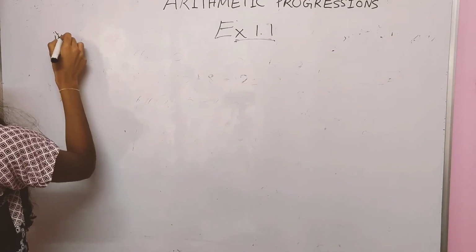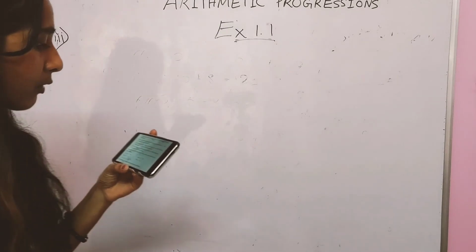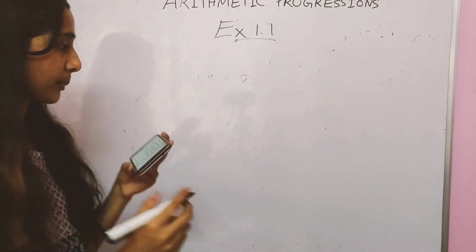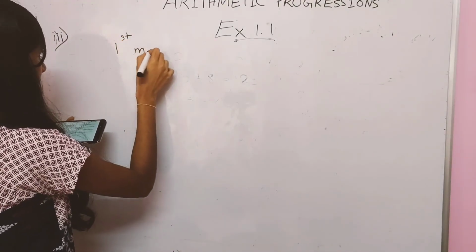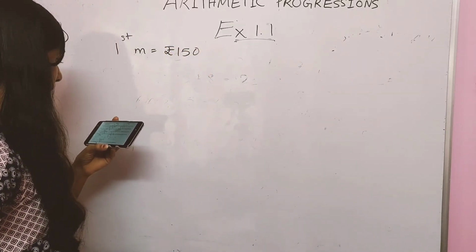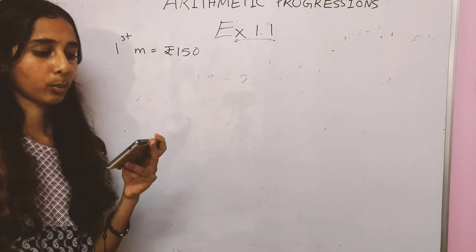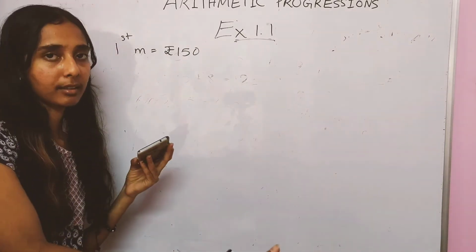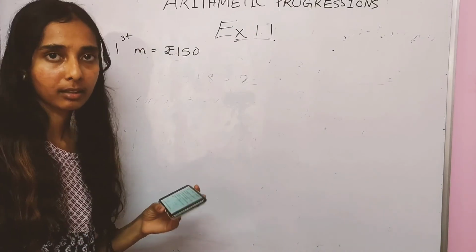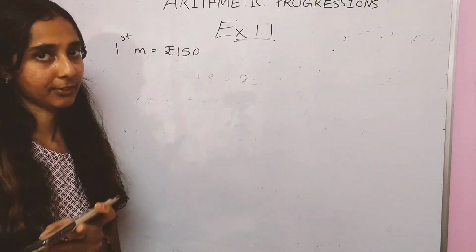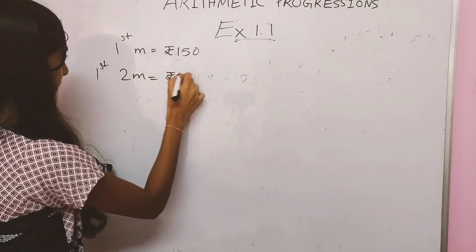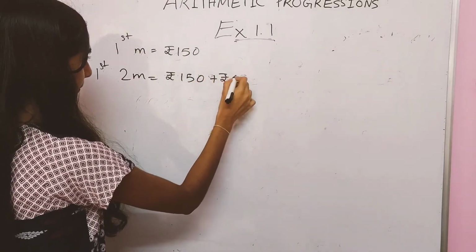Third sub question. The cost of digging a well: after every meter of digging, it costs rupees 150 for the first meter. So for the first meter, they are charging rupees 150. And it raises by rupees 50 after each subsequent meter. So if I want to dig 2 meters, then I have to pay 150 plus 50. If I want to dig 3 meters, then I will pay 150 plus 50 plus 50. So the first 2 meters will be rupees 150 plus rupees 50, 200.